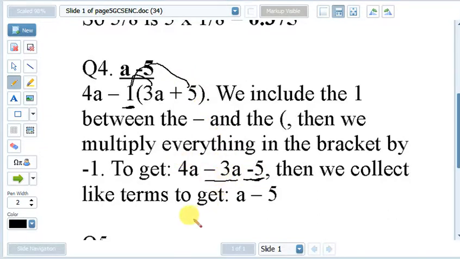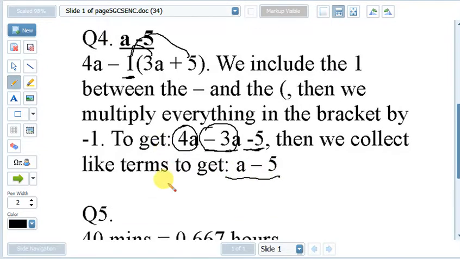And then we collect like terms. So what we've got so far is 4a minus 3a minus 5. So we collect the two terms with an a included in them. So it's 4a, take away 3a, which is a, and the 5 doesn't have an a term in, so that just stays as -5. So the answer is a minus 5.